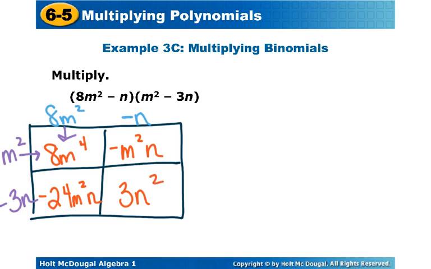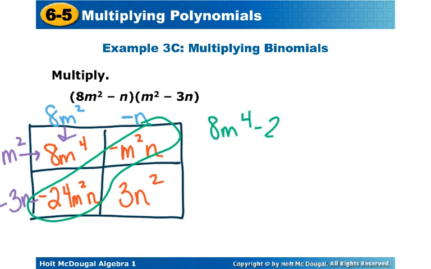Now, going along the diagonal, combine your like terms. So I'm going to rewrite this to be 8m to the 4th minus 25m squared n plus 3n squared. And that's your final answer. That is the product of your 2 binomials.